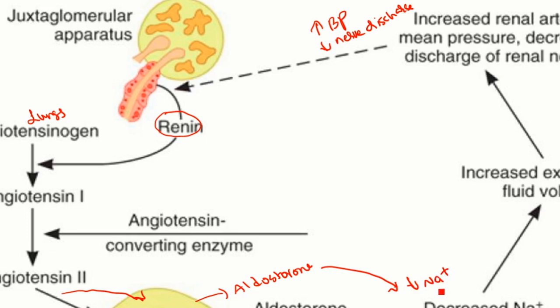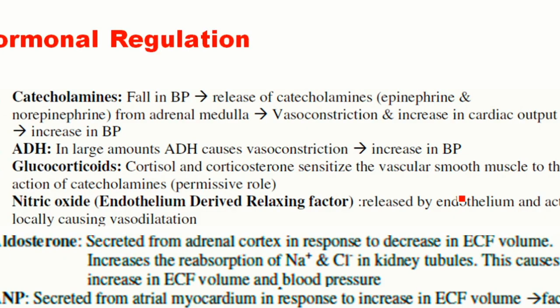Finally, some hormones are involved. What is the first hormone? What are catecholamines? Dopamine, adrenaline, noradrenaline, all together called catecholamines, hormones released from the medulla. They cause vasoconstriction and increase cardiac output. Cardiac output is more, so BP is more. ADH in large amounts causes vasoconstriction; the name itself tells it. ADH's other name is vasoconstrictor, increasing the blood pressure.